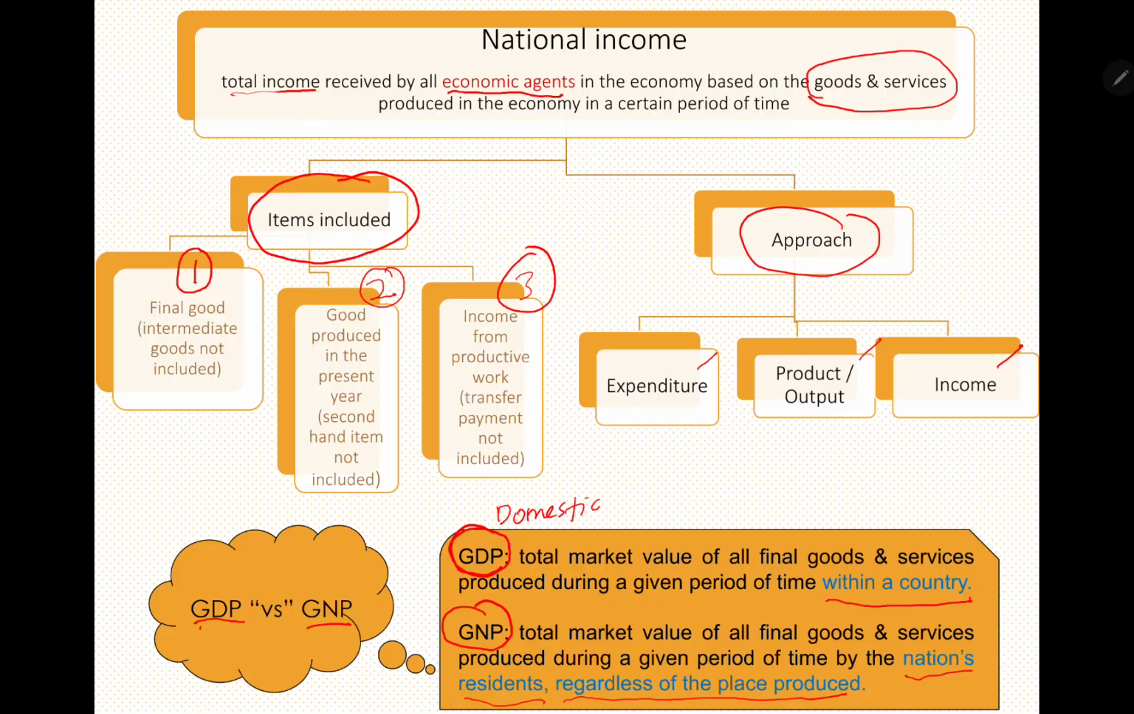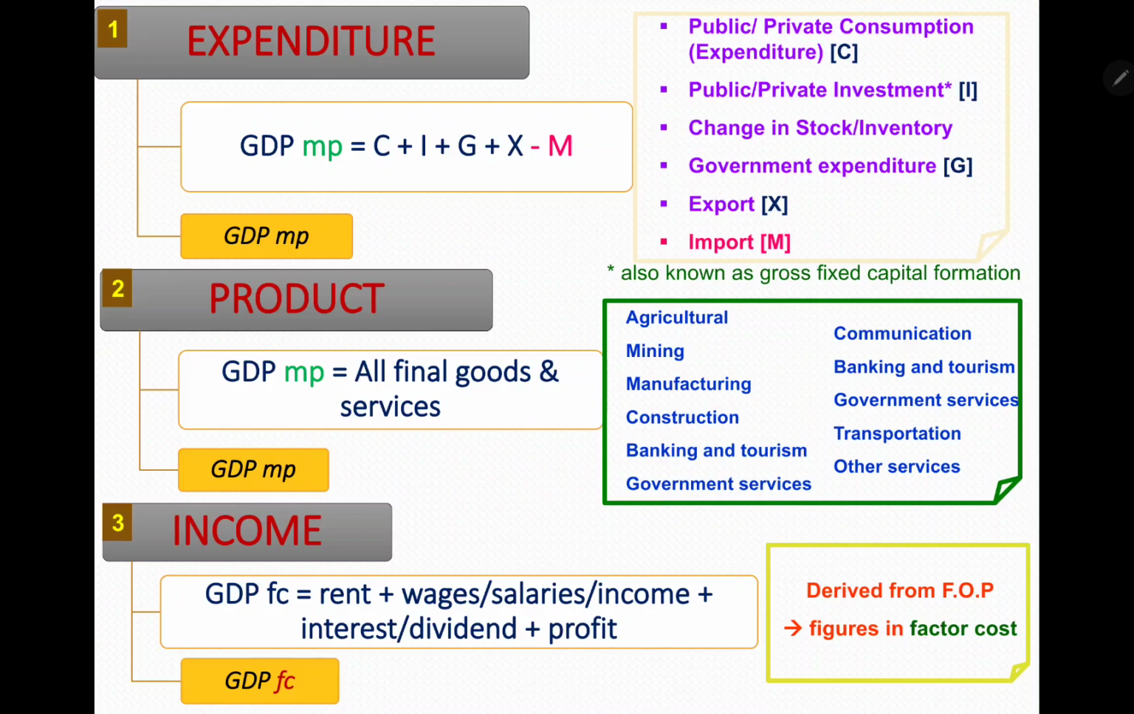So next, we move to the three formulas to calculate the expenditure, product, as well as income approaches. So we start with the first one. To calculate the national income based on the expenditure approach, the formula is C + I + G + X - M. And when you apply this formula C + I + G + X - M, we call this GDP at market price.